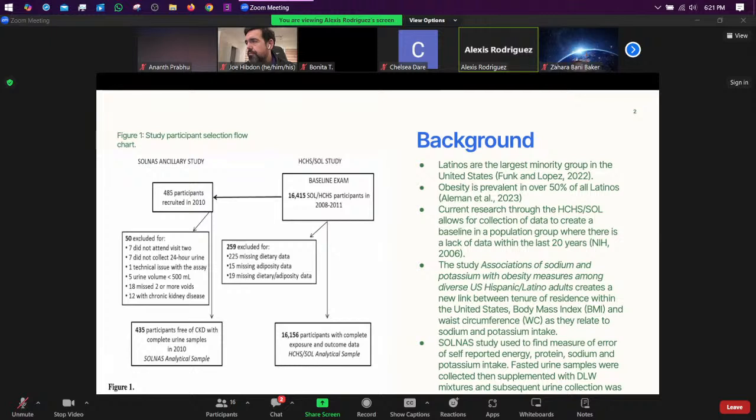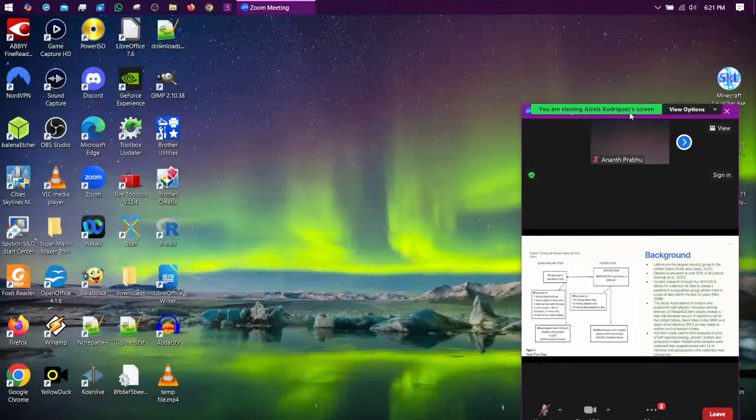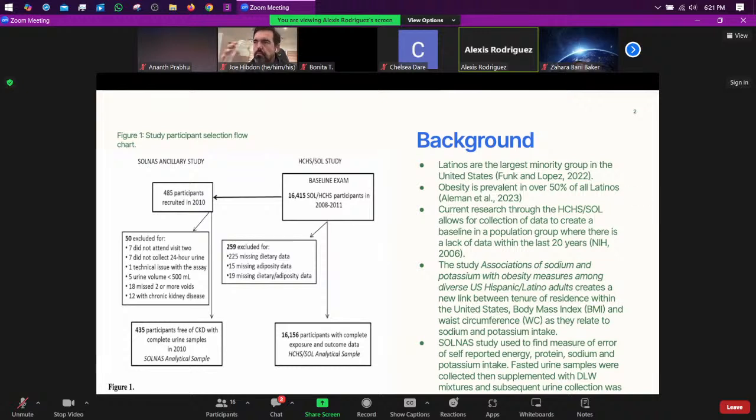The study today is made up of a baseline exam of the Study of Latinos and then a follow-up ancillary study conducted two years after the initial start, with a much smaller baseline, but these participants were also added into the study. The reason for this interest is that Latinos are the fastest growing minority group in the United States, and they are also the most prone to diabetes and obesity, with over 50% of all Latinos classified as obese as late as 2018.